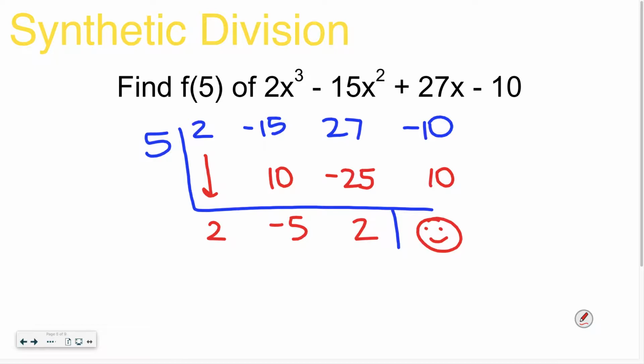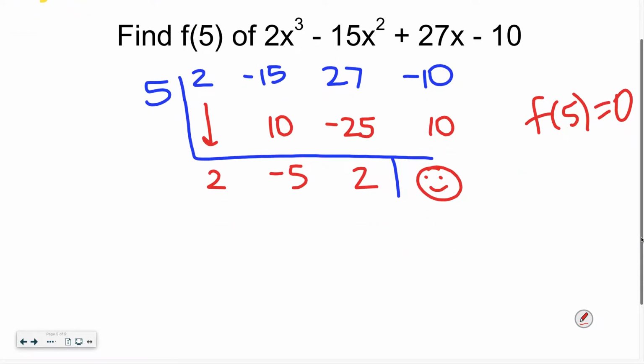What does that mean? There's no remainder. What else do we know? We know f of 5 equals 0. That's pretty cool. We know a 0. What else do we know? X equals 5 is a 0. We know that.